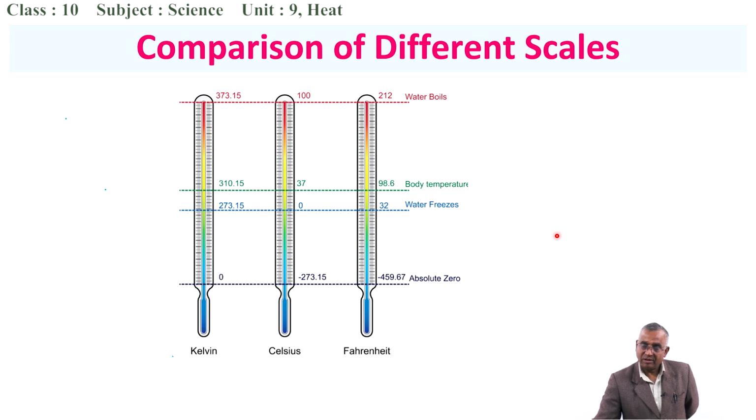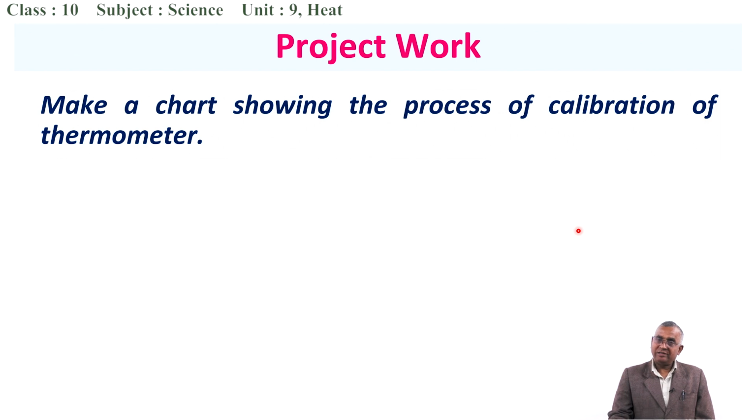Is it clear? Okay. Now, one project work is given to you in which you have to make a chart showing the process of calibration of a thermometer. So, how is the lower fixed point and how is the upper fixed point determined? These things you have to show in diagrams. Yes, that is your project work.